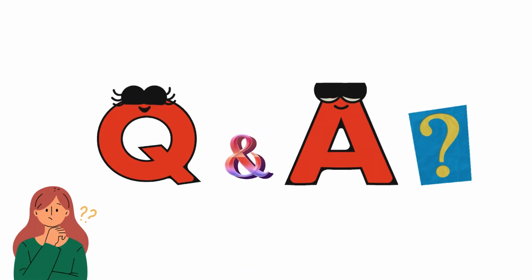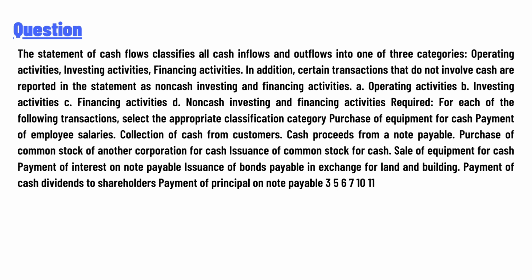So our today's question is: The statement of cash flows classifies all cash inflows and outflows into one of three categories: operating activities, investing activities, financing activities. In addition, certain transactions that do not involve cash are reported in the statement as non-cash investing and financing activities. A: operating activities, B: investing activities, C: financing activities, D: non-cash investing and financing activities. Select the appropriate classification category for each of the following transactions.